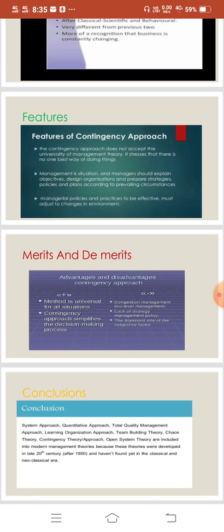So, conclusion. The system approach, quantitative approach, total quality management approach, learning organization approach, team building theory, chaos theory, contingency theory or approach, and open system theory are included in the modern management theories because these theories were developed in the late 20th century after 1950 and were not found in the classical and neoclassical era. So I'm concluding my words.